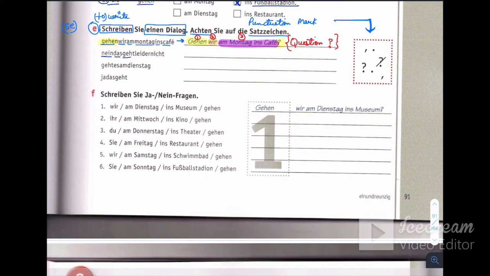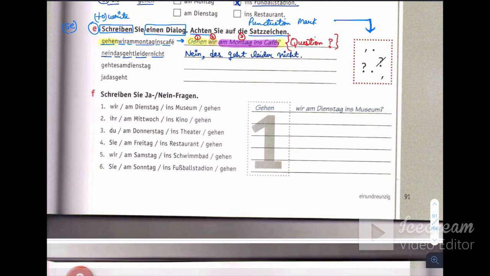Nee, das geht leider nicht. First I will write it. Nee, comma, das geht leider nicht. And here I am going to use a full stop. Yeah, because this is not a question form. It's a sentence. Yeah. Okay.